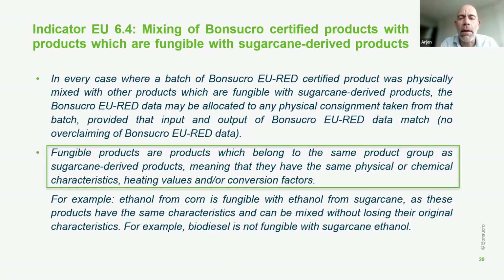and that's mixed, and then batches of material are being taken from that mix, then the Bonsucro EU-RED data which were attached to the material going into the mix may be allocated to any physical batch taken from that mix. In other words, it doesn't matter if the output of the batch taken from the mix is corn derived ethanol, Bonsucro ethanol, or whether you don't know what exactly it is, since it has been mixed. Of course, the Bonsucro EU-RED data going into the mix can be attached to any batch taken from the mix, provided that the input and the output of the Bonsucro EU-RED data match, so that there is no overclaiming of Bonsucro EU-RED data.